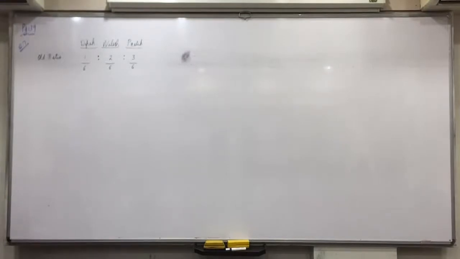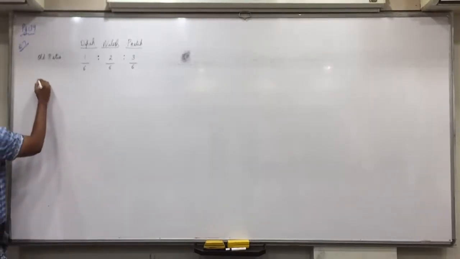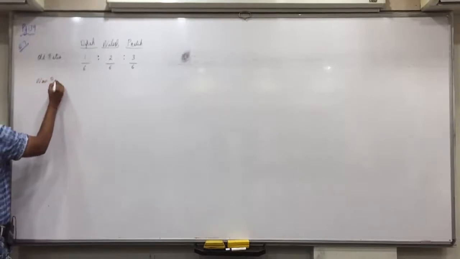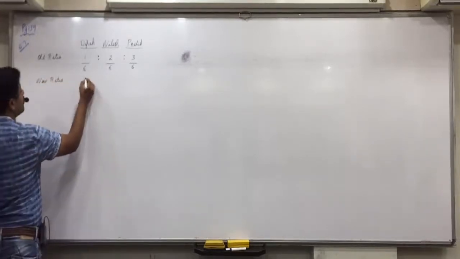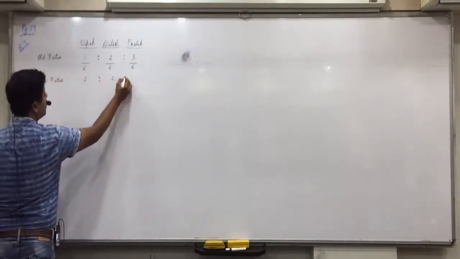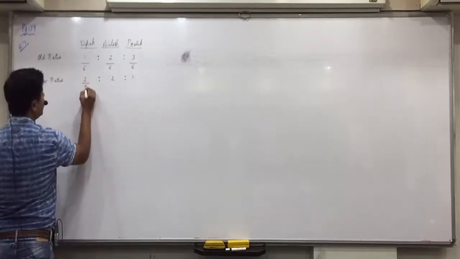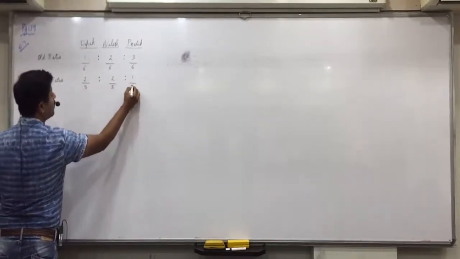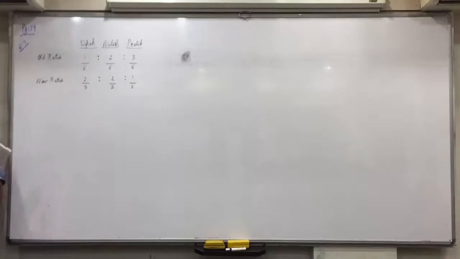Further, which is decided to change to 2:2:1 respectively for future. Zeba? New ratio. And what do you mean by 2:2:1? 2/5. Yes, 2 plus 2, 4 plus 1, 5. So 2/5, 2/5, 1/5. Any confusions up till here?